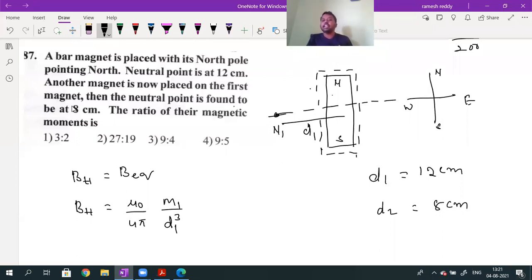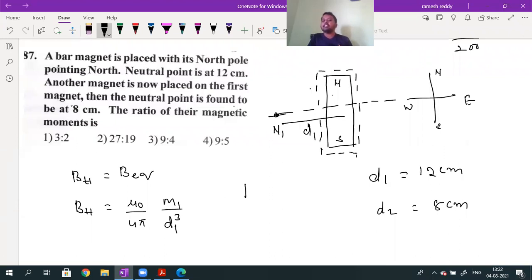First bar magnet, magnetic moment value I will call M1. Second bar magnet, magnetic moment value I will call M2. Initially, the null point is located at a distance of 12 centimeters. Finally, the null point is located at a distance of 8 centimeters. Initially, there is one bar magnet. Finally, there are two bar magnets.